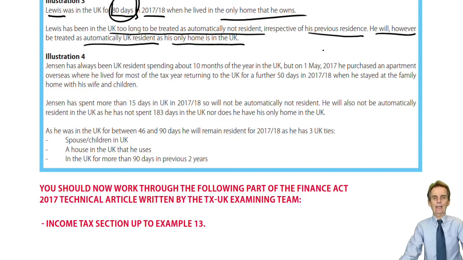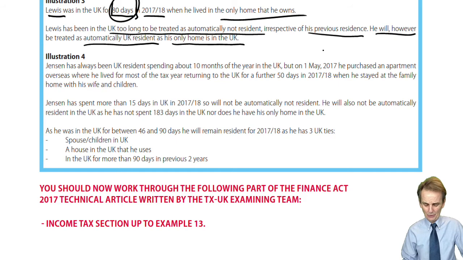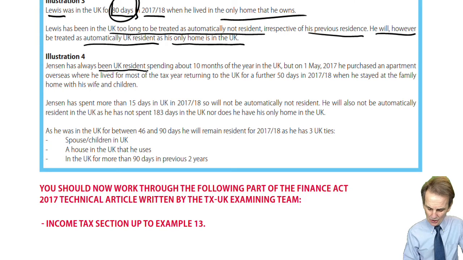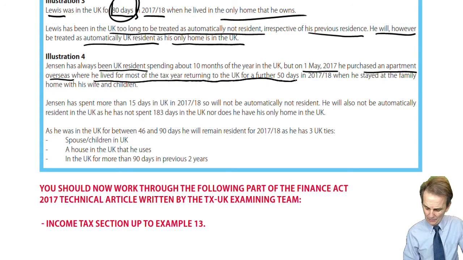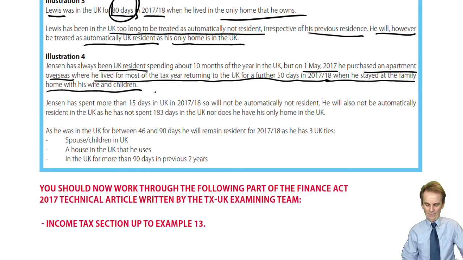And finally, our pièce de résistance in relation to our examples, illustration 4. Jensen, always been UK resident, so he's previously UK resident, spending about 10 months of the year in the UK, but on the 1st of May 17, purchased an apartment overseas where he lived for most of the tax year, returning to the UK for a further 50 days in 2017-18, when he stayed at the family home with his wife and children. Right. Was he automatically not UK resident?